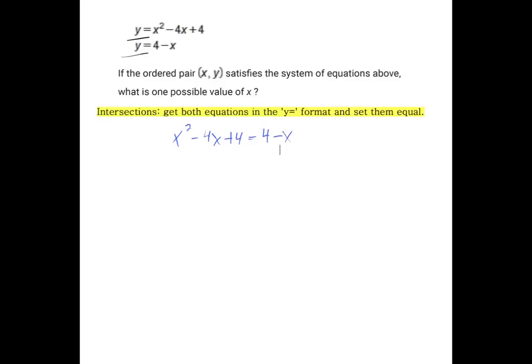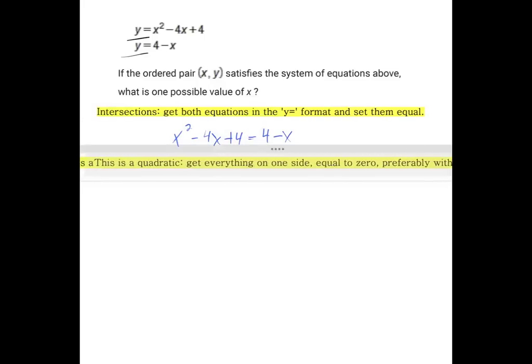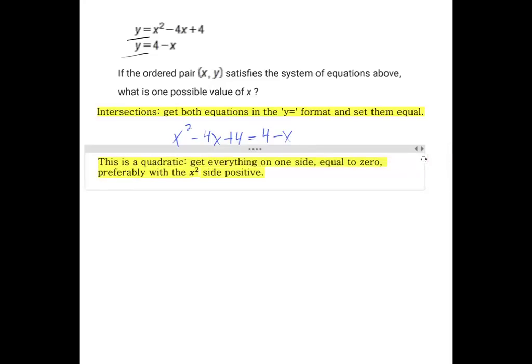And from here, we just remind ourselves this is a quadratic, which is the idea that it's got x squared and x. And what we preferably want to do is get everything on one side equal to 0 with x squared being positive. So take away 4 and add x. Take away 4 and add x. So we've got 0 on the right-hand side because this and this canceled. And on the left-hand side, we've got x squared minus 3x.